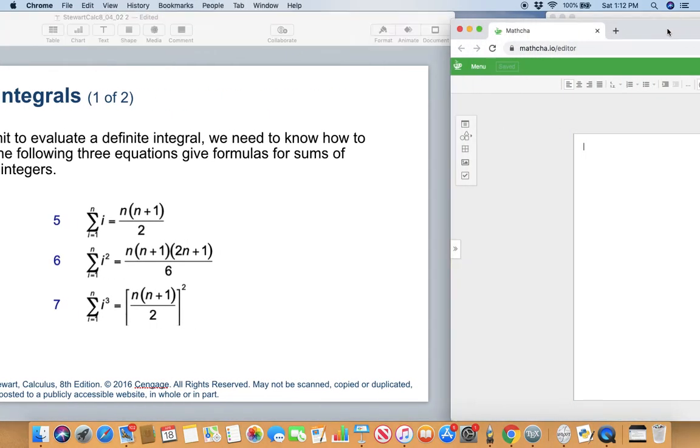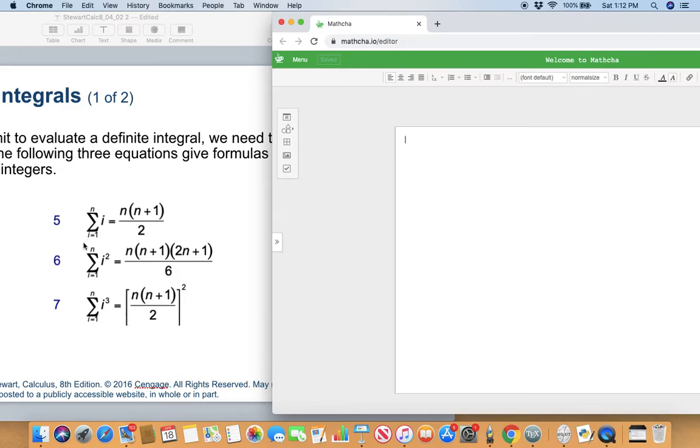What does the first symbol mean? It means the following. Suppose n equals 5.